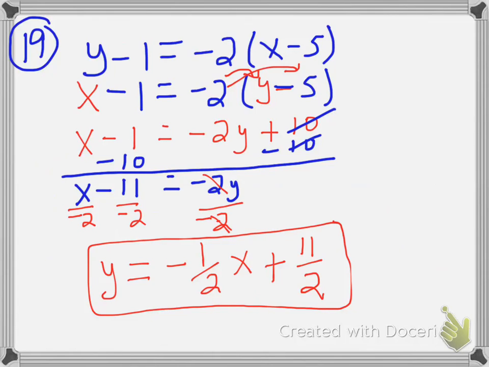And that is the inverse of y minus 1 equals negative 2 times x minus 5. And that's how you do the inverse functions for section 2.4. Switch your x and y and solve for y. Did one in slope intercept and one in point slope.